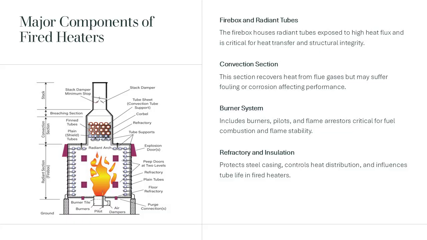Refractory and insulation protect the steel casing and influence heat distribution and tube life. Inspectors must be familiar with how these components interact, as deterioration in one area, such as refractory damage, can rapidly accelerate tube overheating and failure. A component-based understanding allows inspections to be systematic and focused on high-risk areas.